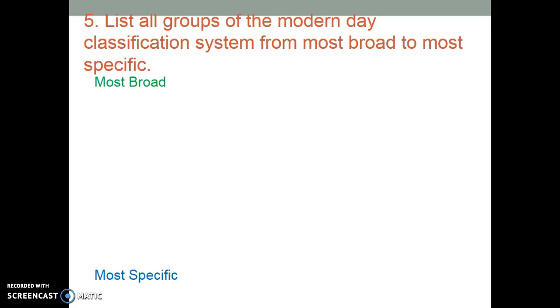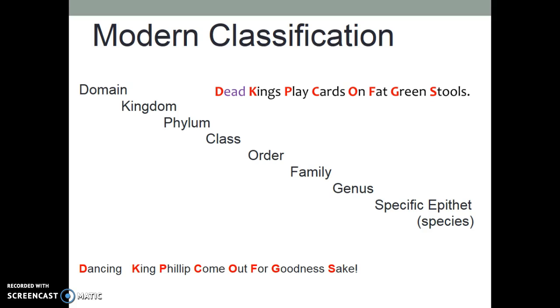List the groups of the modern day classification system from the most broad to the most specific. Pause the video, see if you can do it. Use one of those mnemonic devices: Dancing King Philip came over for good spaghetti. What do those words mean as far as that classification system? Here it is written down. The most broad, or biggest, group is domain, kingdom, phylum, class, order, family, genus, and specific epithet, or species.